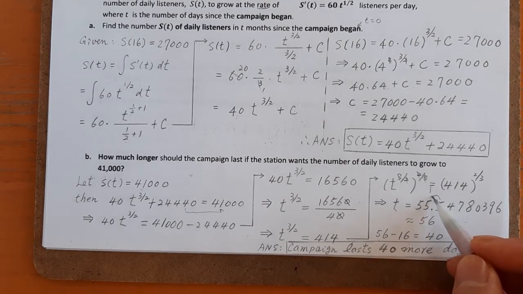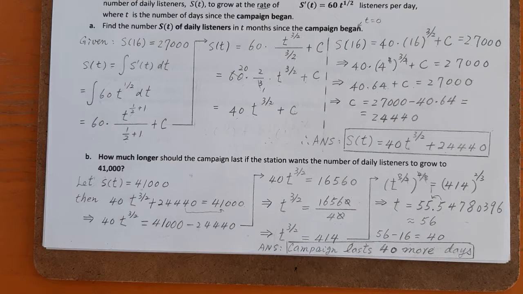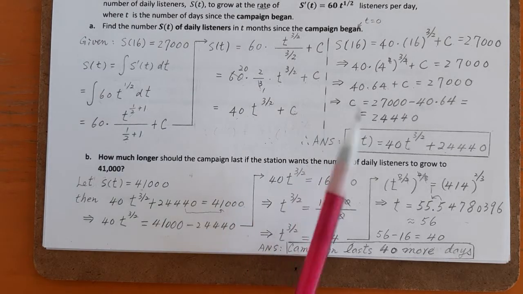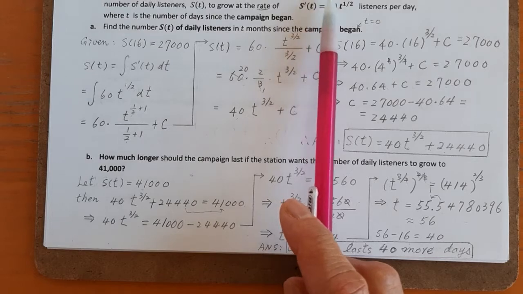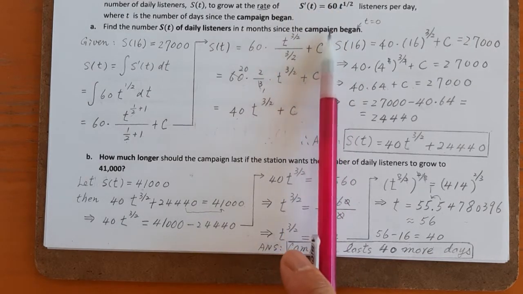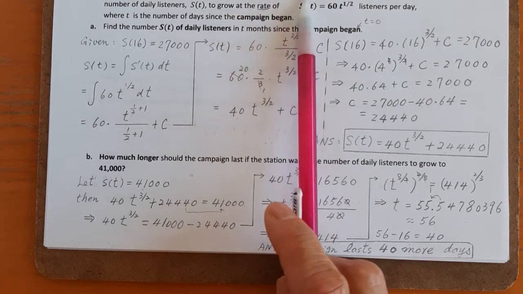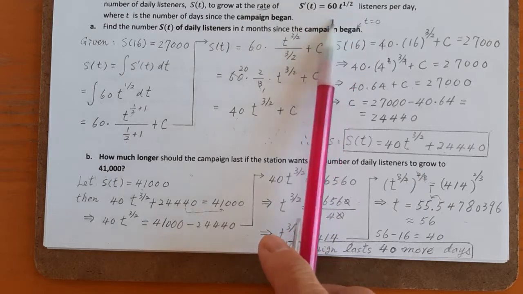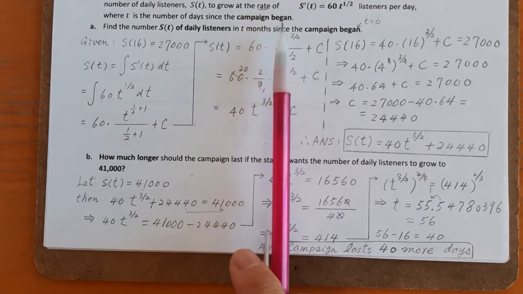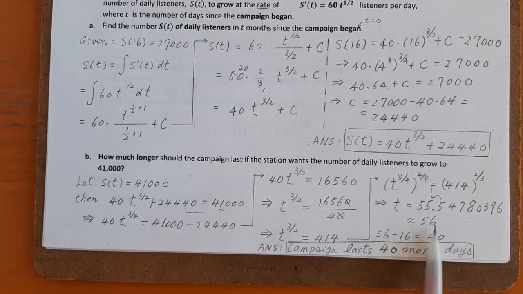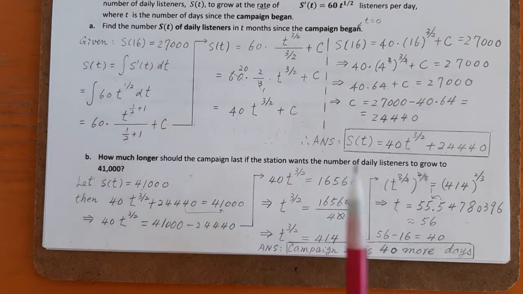And this is a 5, so you round up to 56 days from when the campaign began. But currently it's 16 days after the campaign began. When the campaign began, T equals 0. Currently it is 16 days after the campaign began, so T equals 16. So this number, 56, is measured from T equals 0.